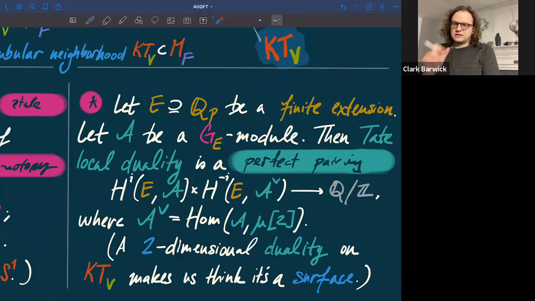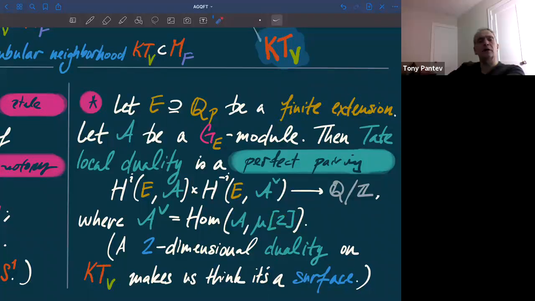where here I'm writing this a little bit strangely. So for the experts in the room, this might not be the way that you like it written, but I've written it a little strangely here to emphasize where the 2 is. So this is a pairing between H^i and H^(2-i), but it's on A and something that I'm calling a dual. And this is a perfect pairing. So this exhibits this guy as the Pontryagin dual of this guy. And a dual here means Hom from A into the sheaf of all roots of unity shifted by 2. And that's the thing that's important here, that I'm shifting this thing by 2. And so this 2 is reflective of the fact that you have a 2-dimensional duality theory here.